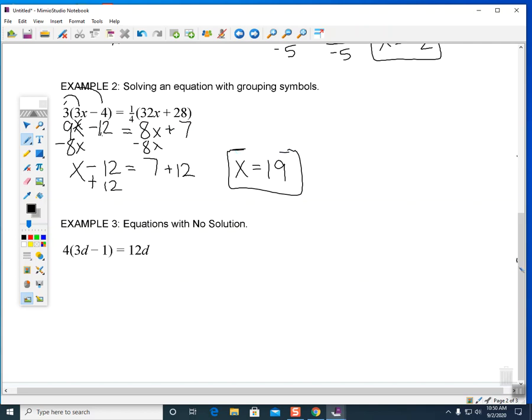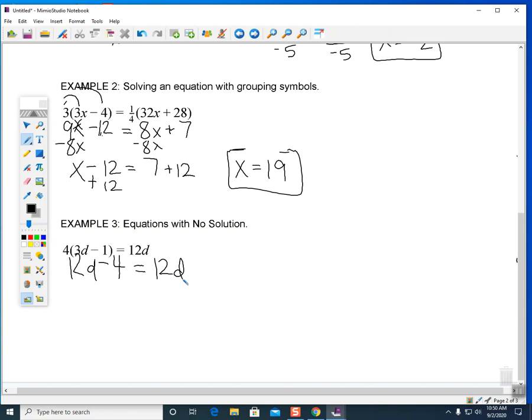So now we're going to look at some special cases, right? We talked about some equations will have no solution. I'm going to show you how that is. So we're going to start by distributing, right? 4 times 3d is going to give me 12d. I'm going to keep my minus sign, right? 4 times 1 is 4, so I've got 12d minus 4 equals 12d.